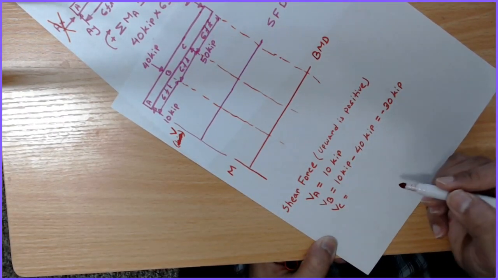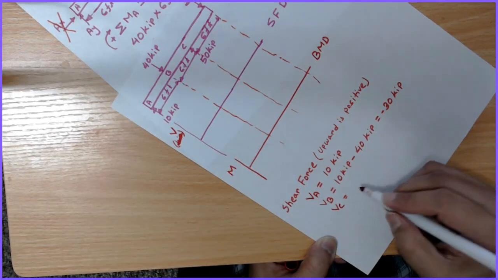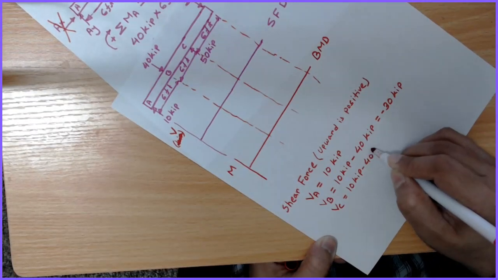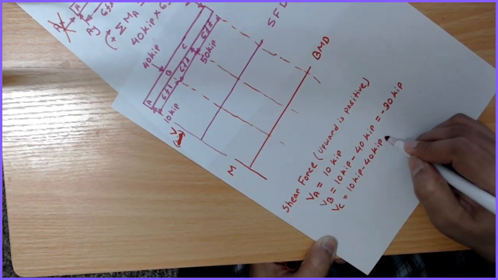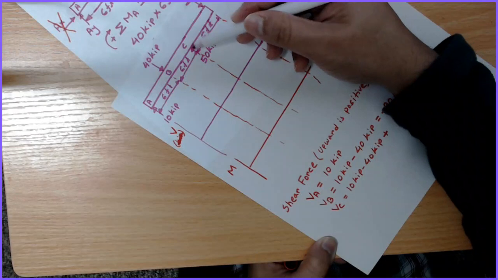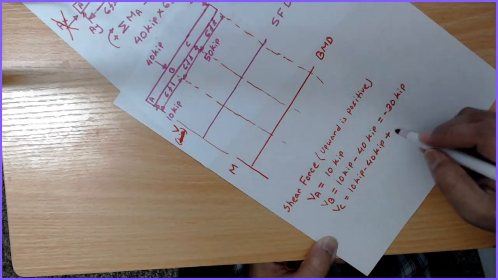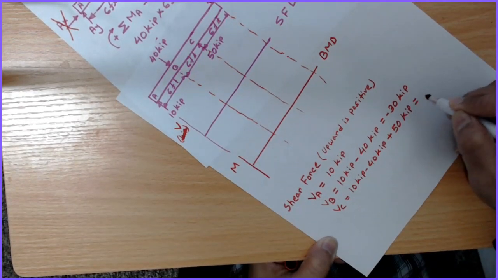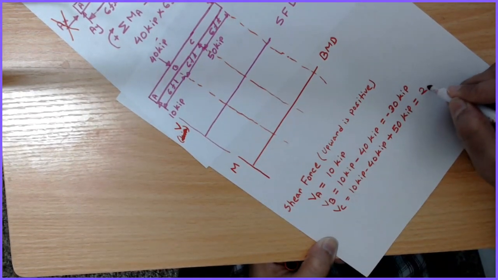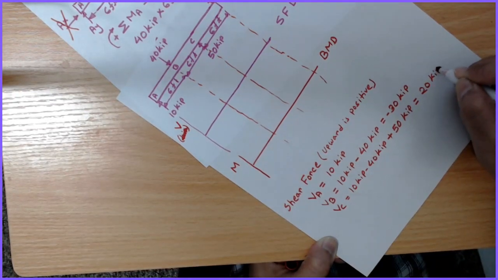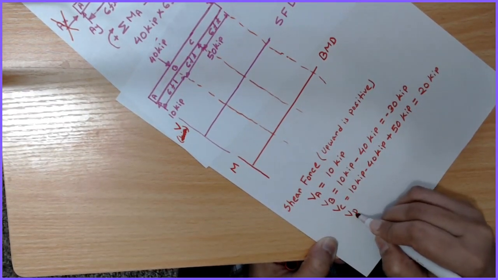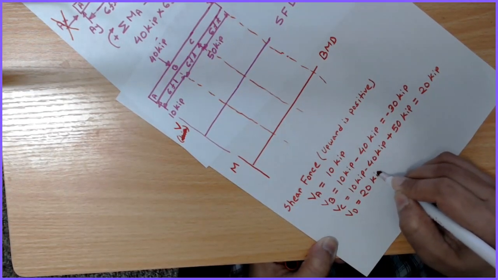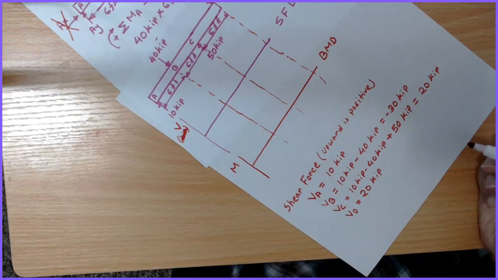VC is 10 kips minus 40 kips plus the 50 kips is upward, as you see, so that is 20 kips, and VD is 20 kips.